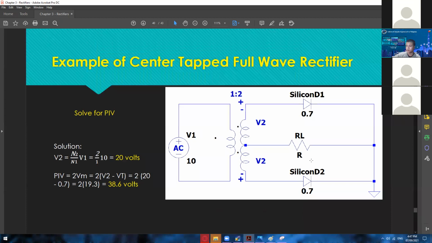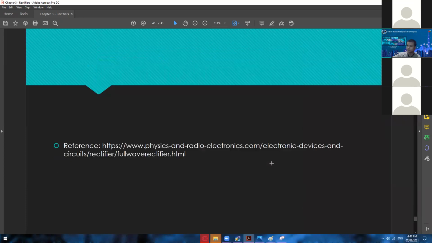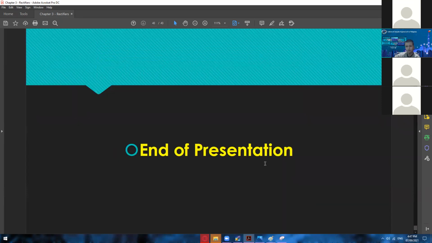So are we clear so far? Any question regarding module 3? Yes, wala naman sir. Clear naman po.